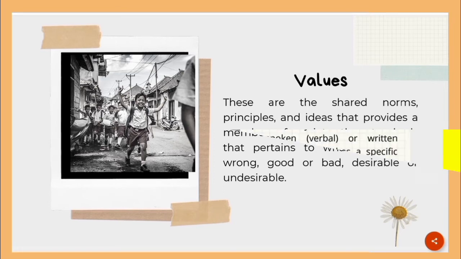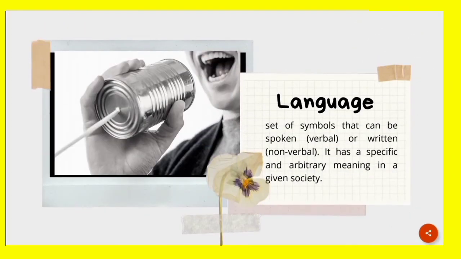So now we will tackle all about language. Language is a set of symbols that can be spoken, which is verbal, or written, which is non-verbal. It has a specific and arbitrary meaning in a given society. With the use of language, for example, in a classroom setting, teachers and students can transmit their thoughts, feelings, and emotions of certain events then and now. Language involves listening, speaking, reading, and writing.